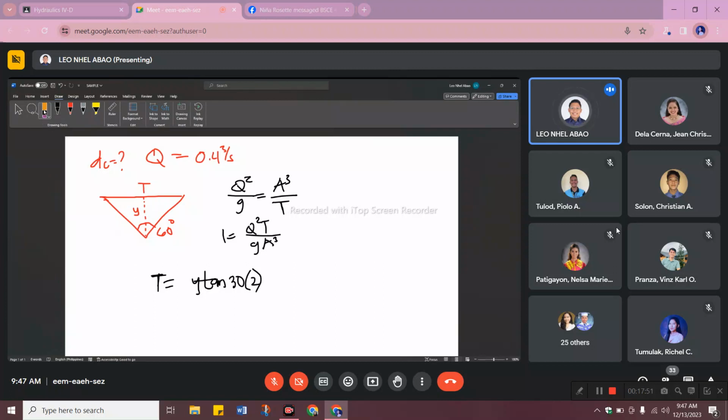Okay? Here is the equation: 2 times y over tan 30, in terms of y. That gives 1.154y. Okay? Now that we have t, how do we get the area of a triangle?